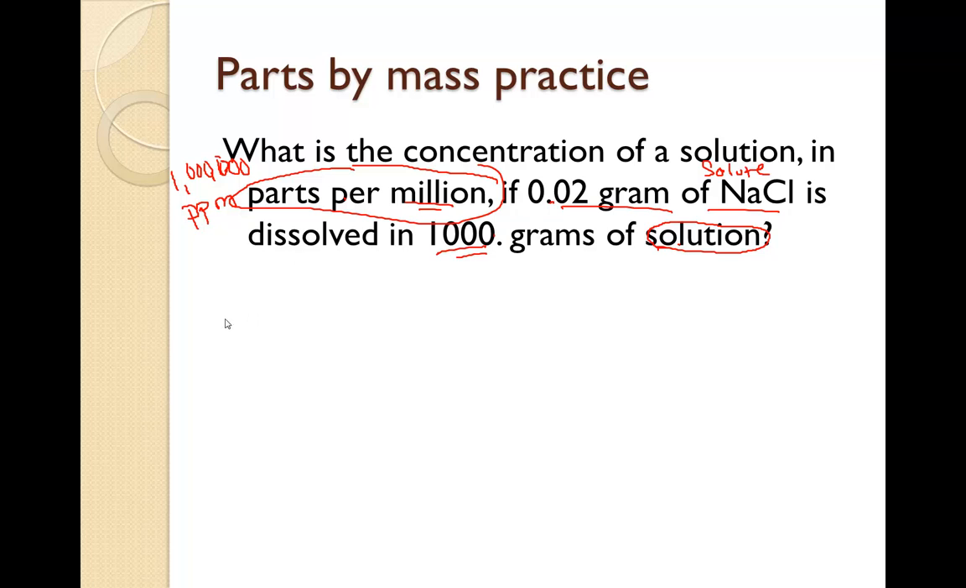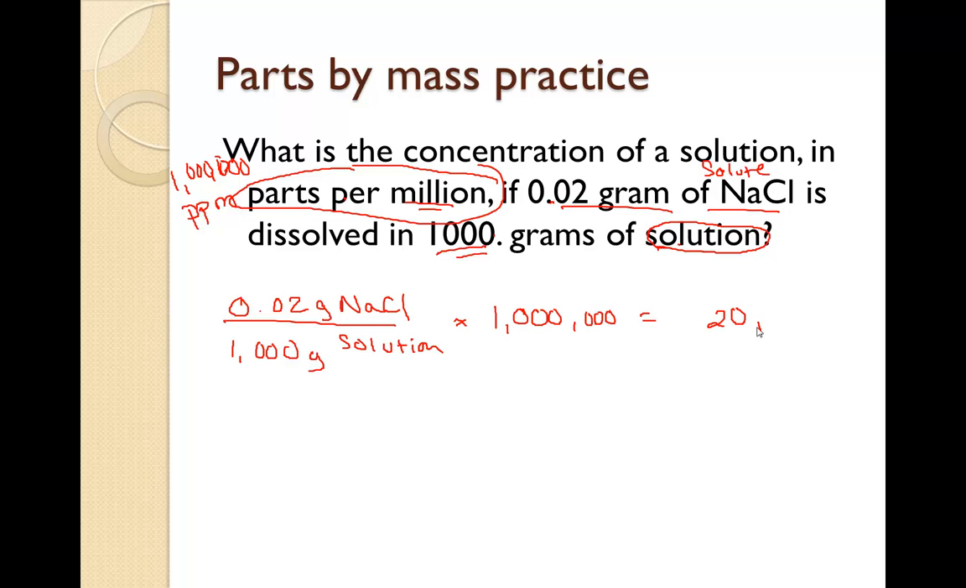So the first thing we want to do is figure out the ratio. 0.02 grams of NaCl divided by 1,000 grams of the solution. Then we're going to multiply it by the multiplier of 1,000,000. And that comes out to be 20 ppm.